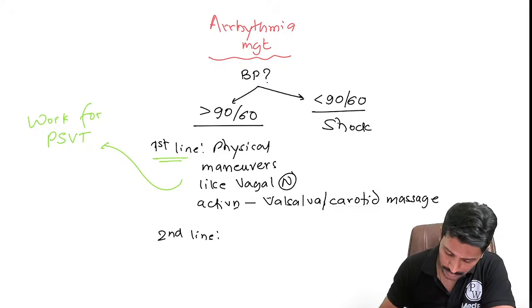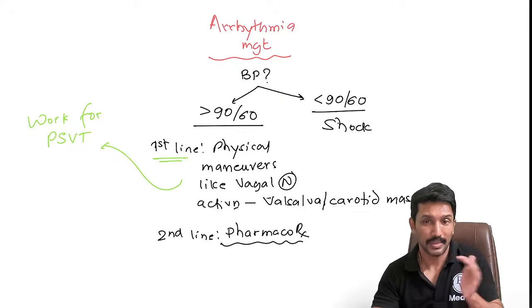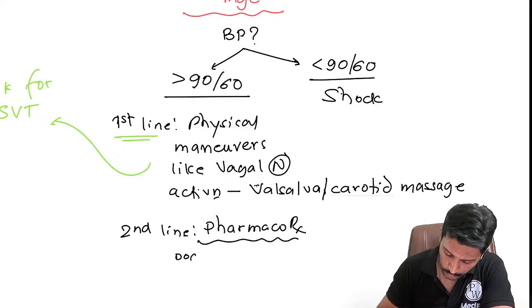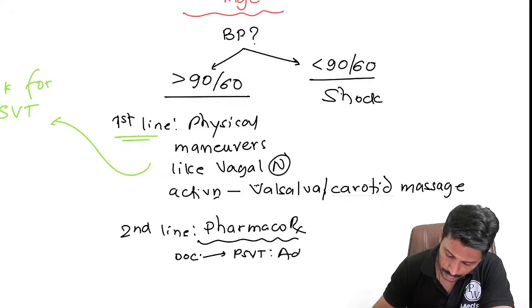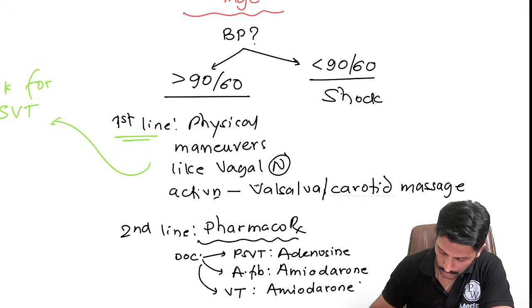What is the next step? The next step is pharmacotherapy. Physical maneuvers are only for PSVT. We go for pharmacotherapy. And when it comes to pharmacotherapy, we should have some fair idea what drug I'm using for all these stable patients. So the drug of choice for PSVT is going to be adenosine. But if I'm talking about AFib, it's going to be amiodarone. And if it is ventricular tachycardia, it's again going to be amiodarone. It is preferred over lignocaine.